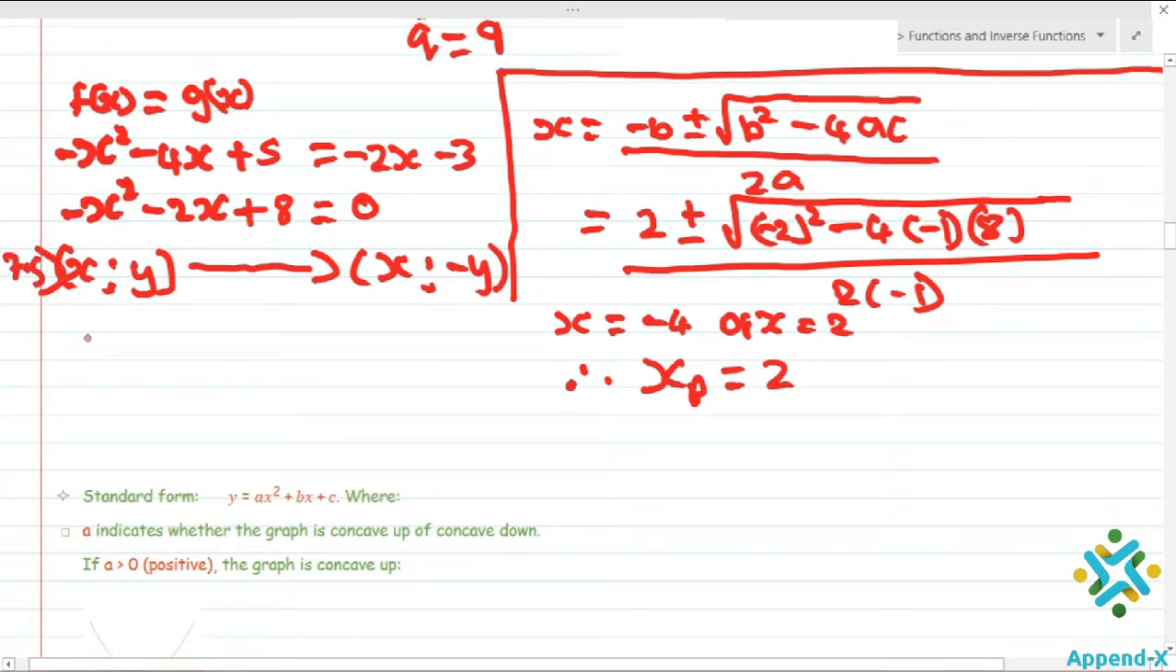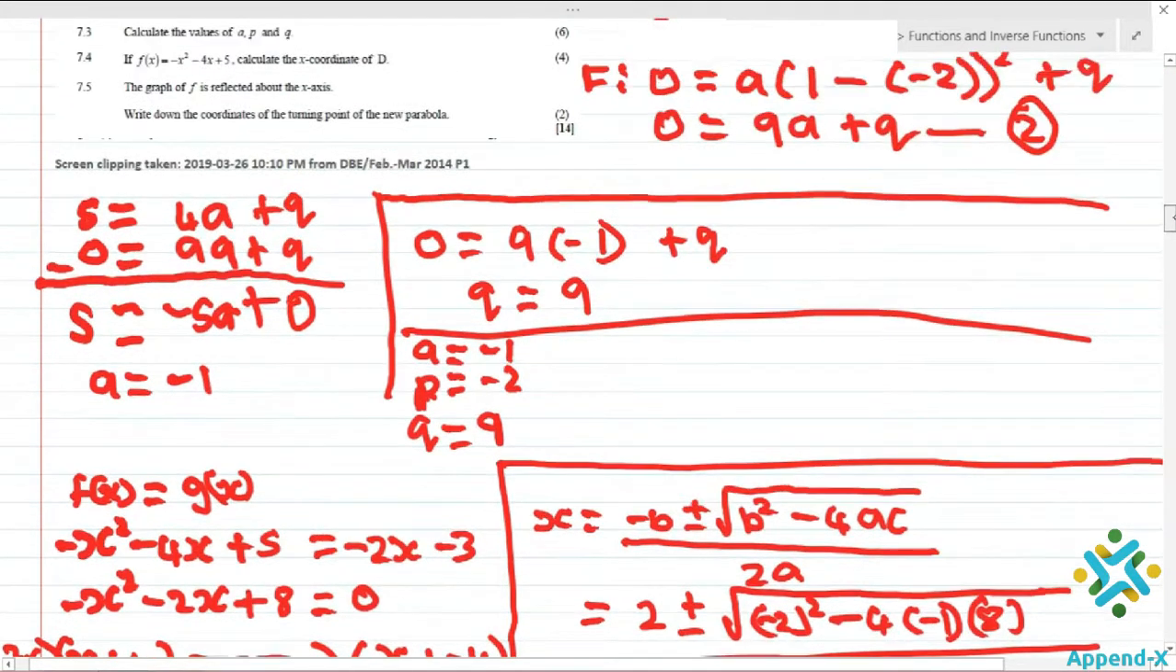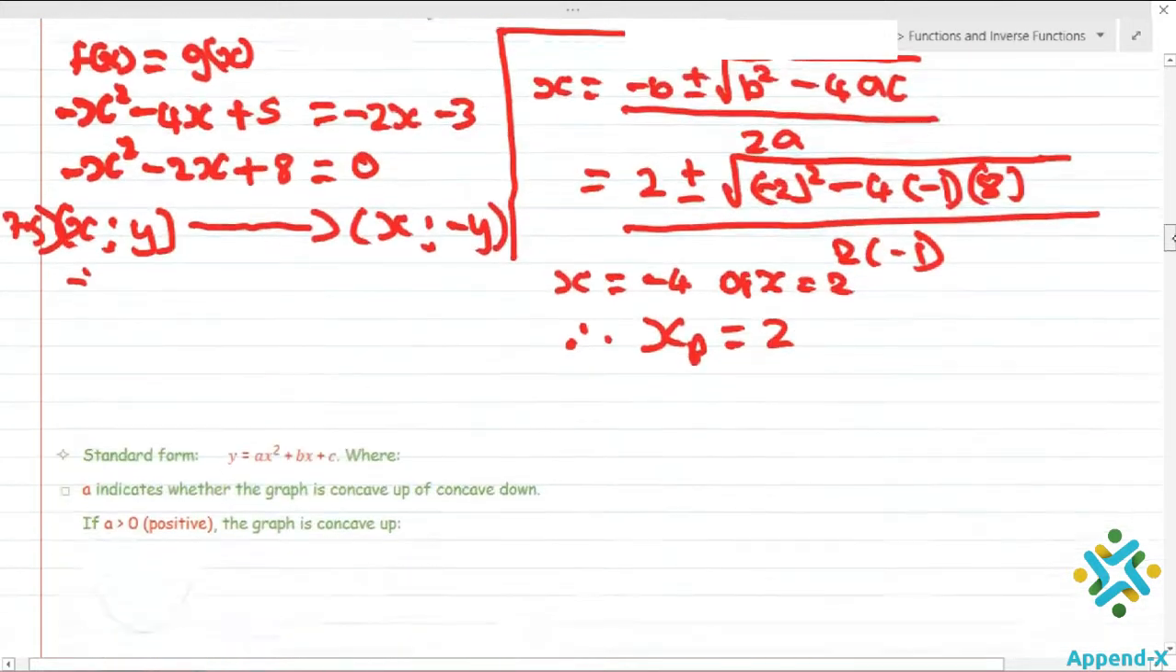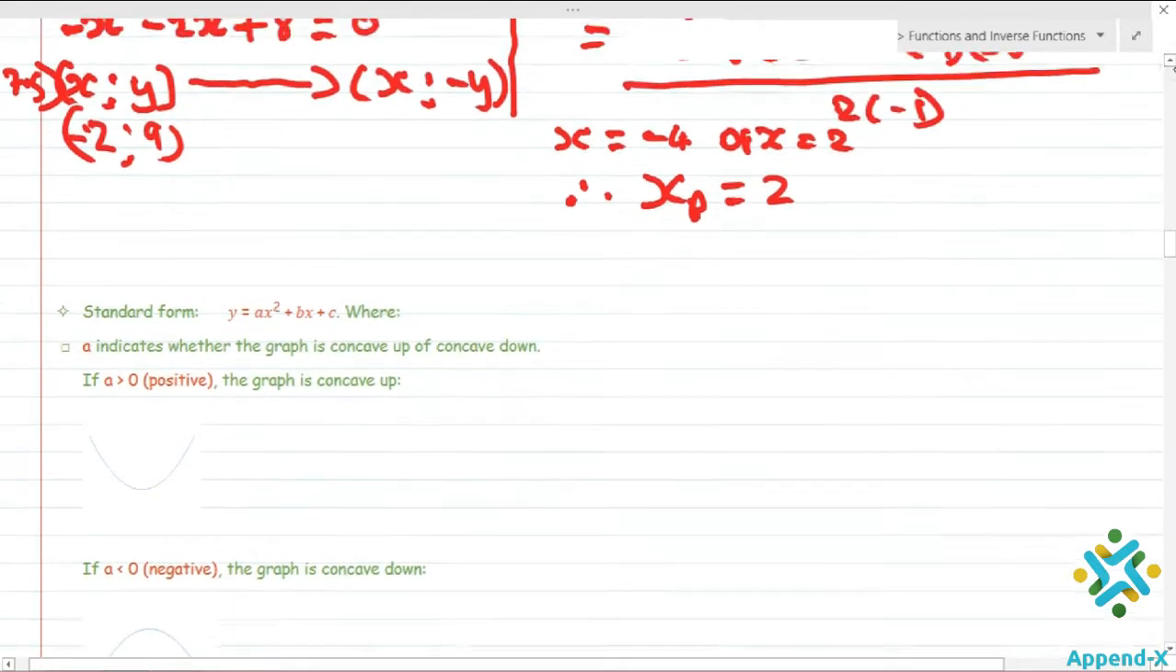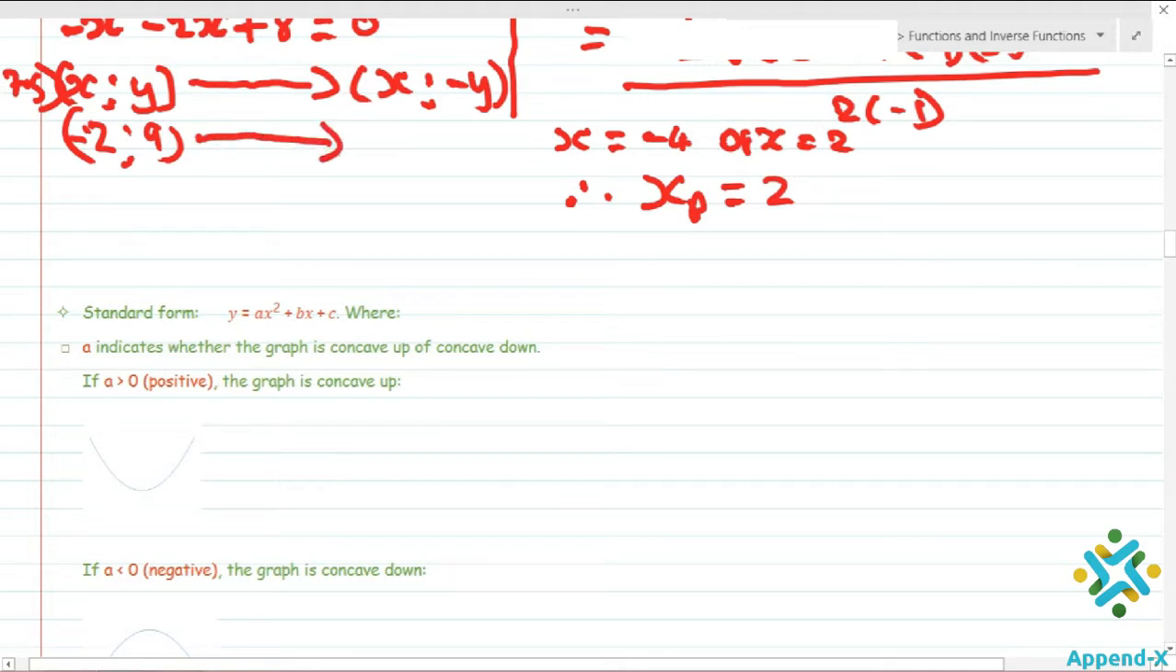Okay, and our original point is negative, let me just take a look. What is our original point? It's negative 2 and 9. Okay, it's negative 2 and 9. Okay, now to get the reflection of this point, we take negative 2 as is, since it's the x coordinate, and multiply the y coordinate by negative 1, giving us a negative 9. Okay, therefore the new coordinates of the turning point of the graph after reflecting about the x-axis is negative 2 and negative 9.